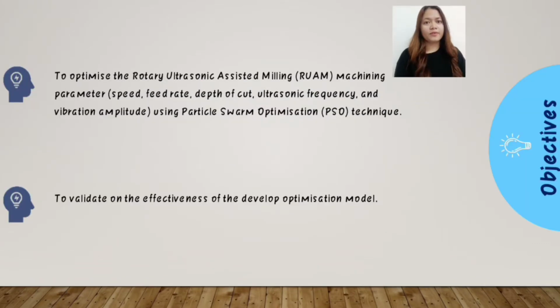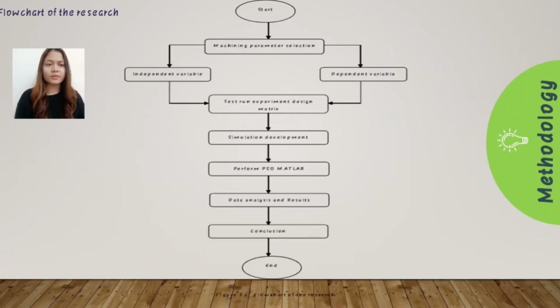The objective of my project is to optimize the rotary ultrasonic assisted milling machining parameters, speed, feed rate, depth of cut, ultrasonic frequency, and vibration amplitude, using the particle swarm optimization technique. Second is to validate the effectiveness of the developed optimization model.